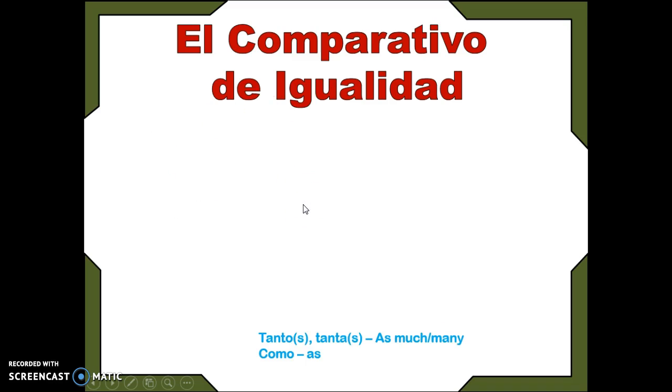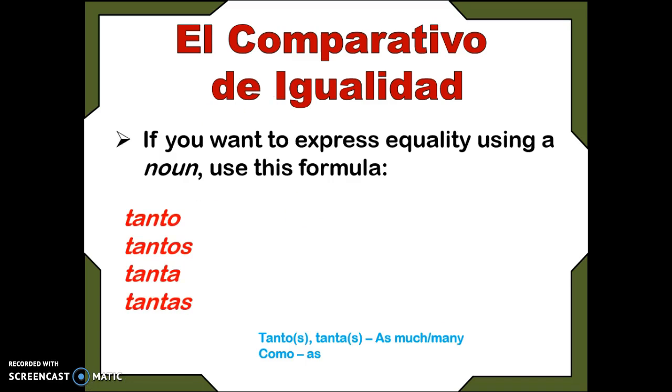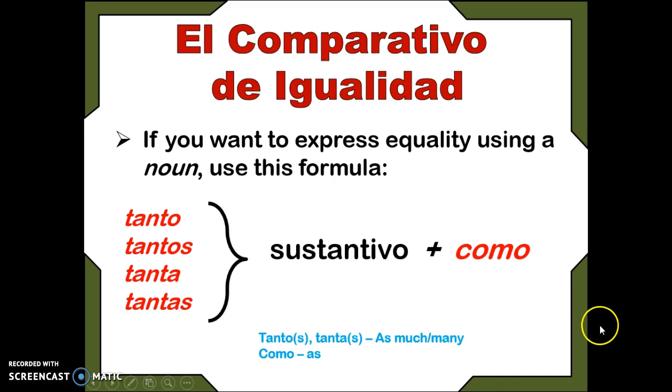They're the same. Okay? Now, if you want to express equality using a noun, this is very important. We'll discuss this more later on. Write this down, though, this formula. Tanto, tantos, tanta, and tantas, these all mean, or these rather mean, as much or as many. And como, again, means as.